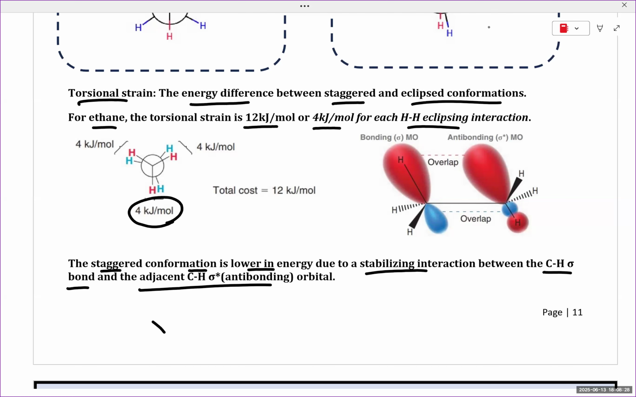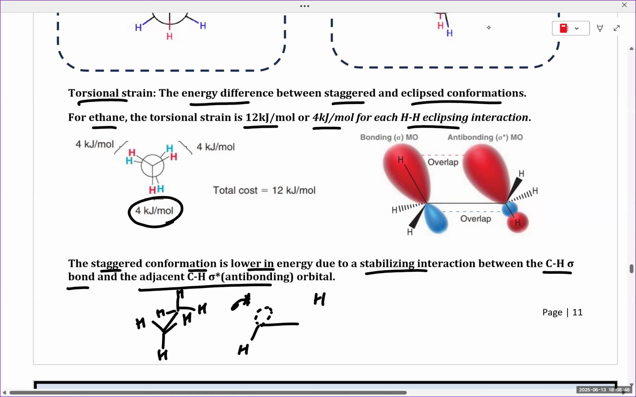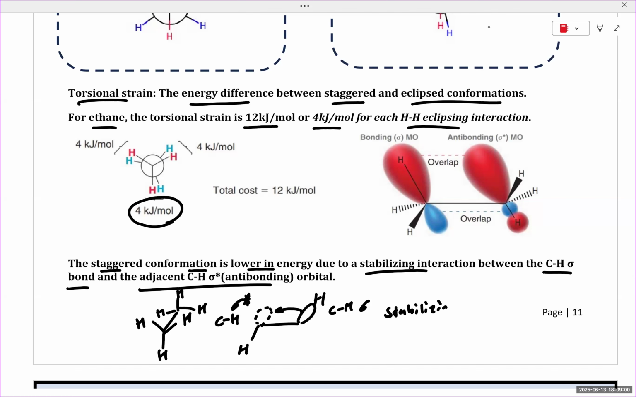So in the staggered conformation, looking at it from a side-on perspective, you're able to get donation from this carbon-hydrogen sigma bond into the carbon-hydrogen sigma star antibonding orbital, and this is a stabilizing interaction. And this is only present in the staggered conformation.